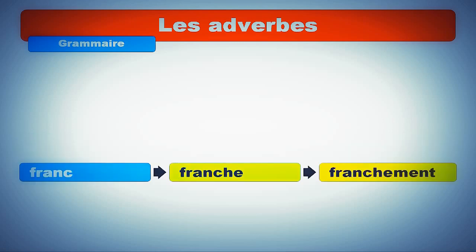Next one is a bit more difficult, but not that much. The masculine form is franc. You don't pronounce the final C. Franc, repeat. The feminine form is franche. I insist a little bit on the sh at the end, just to show you how you should pronounce it. It should be pronounced like franche. Repeat. Franche. And then franchement. Repeat. Franchement.